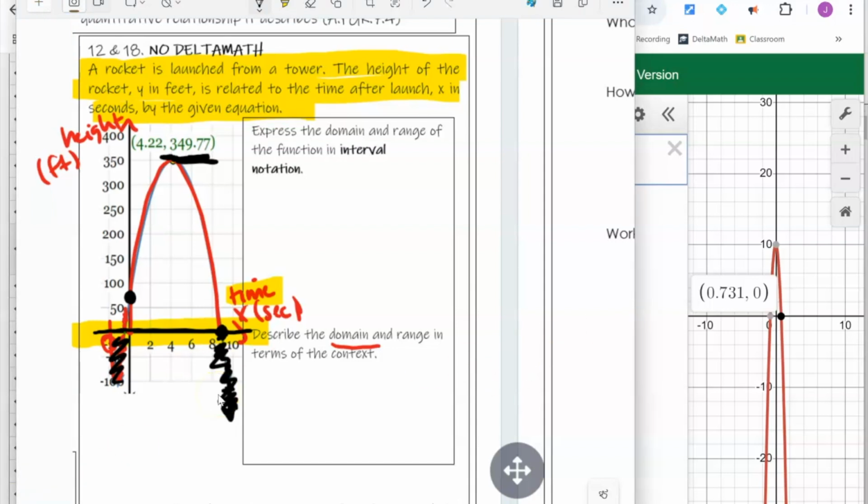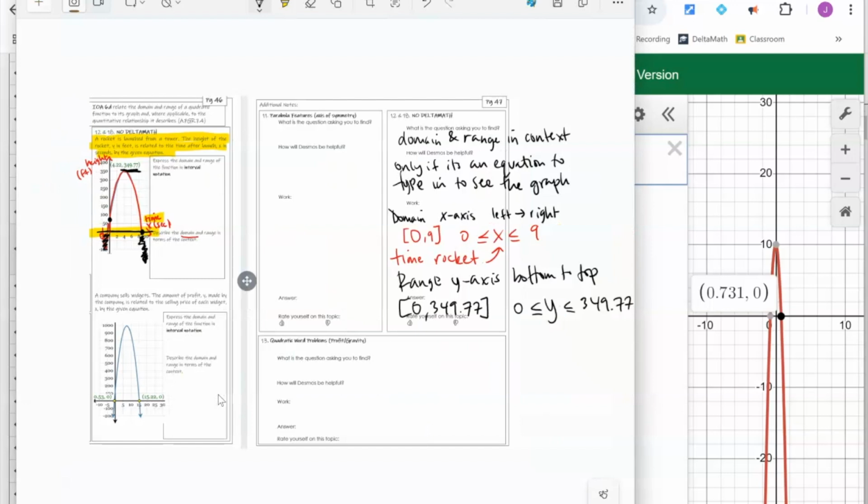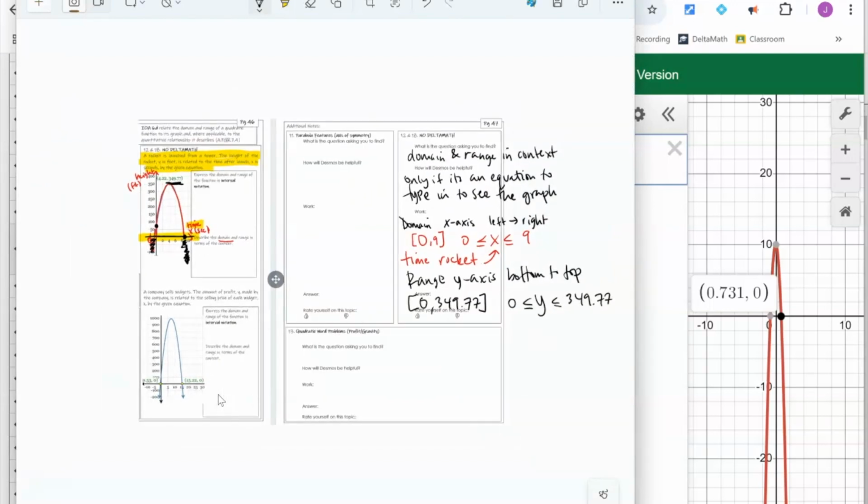Okay. So I need something that describes, okay? I need something that talks about height, right? And the rocket. And you can mention from 0 to 349. So I can say, okay, the range in this context represents the total height that the rocket reached from the ground to 349.77. Something along the lines of that, okay?